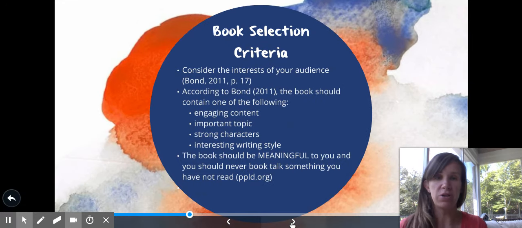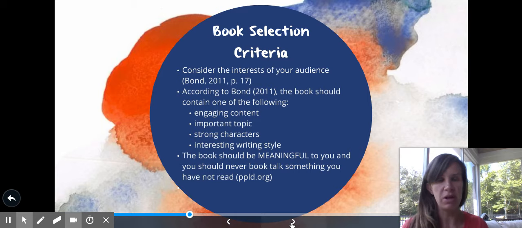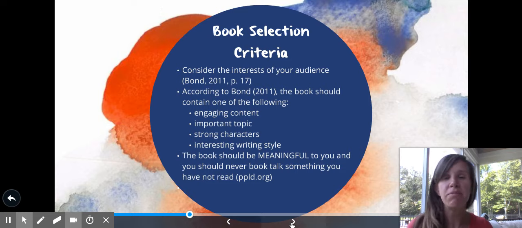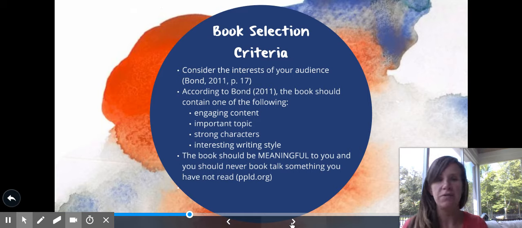So how do we do book talks? So first of all, how do you select books for a book talk? These are some book selection criteria that, again, are in Bond's book, as well as a source from a library organization as well. Consider the interests of your audience, right? You don't want to introduce a book that none of your students are really going to be interested in, right? I personally really like thinking about Renaissance artwork, but my students may not. Some of them may, but I want to pick something that's going to appeal to a wide variety of students.